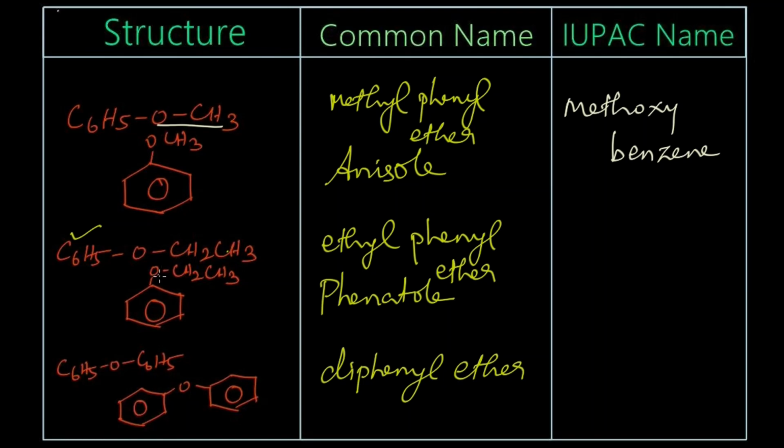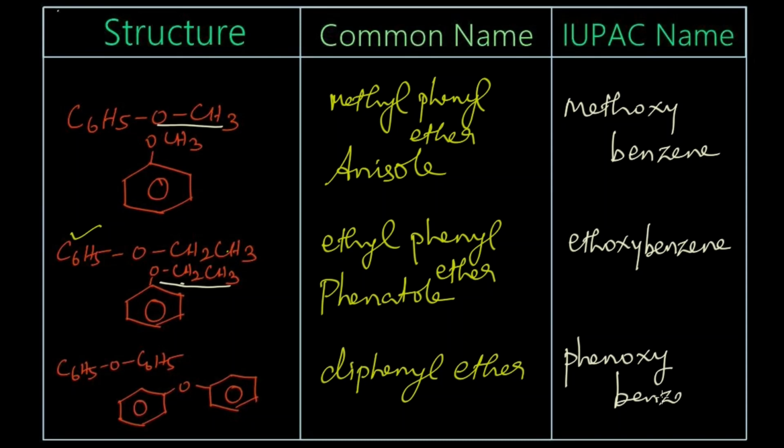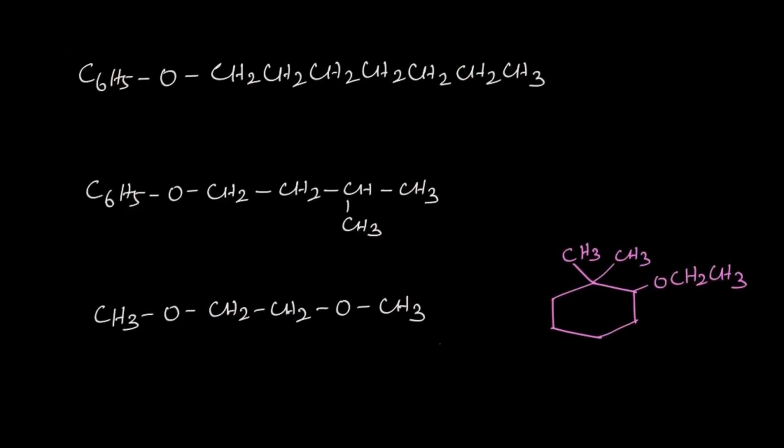And to this benzene ring, ethoxy is attached. So ethoxybenzene. Ethoxybenzene is the IUPAC name for phenatole. And here to the benzene, a phenoxy group is attached. So phenoxybenzene. Phenoxybenzene is the IUPAC name of diphenyl ether. For these compounds, IUPAC names are enough.